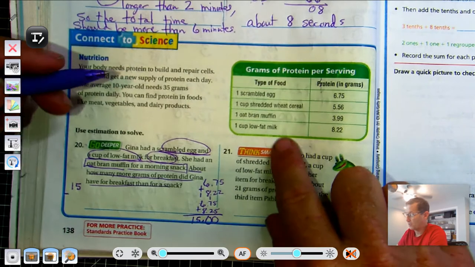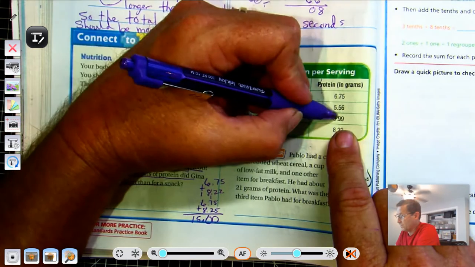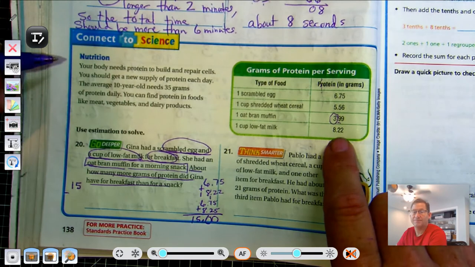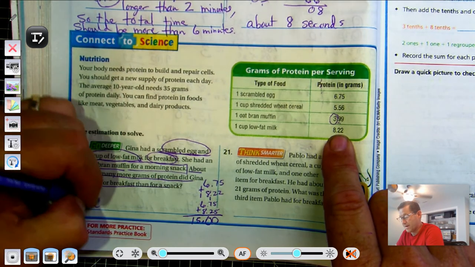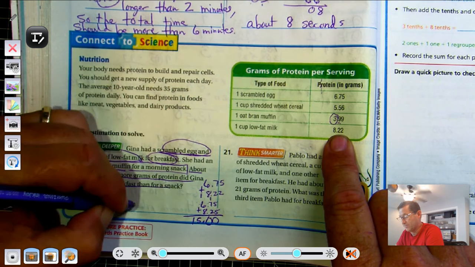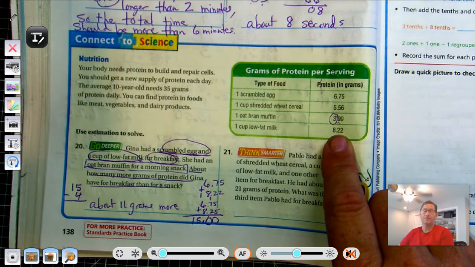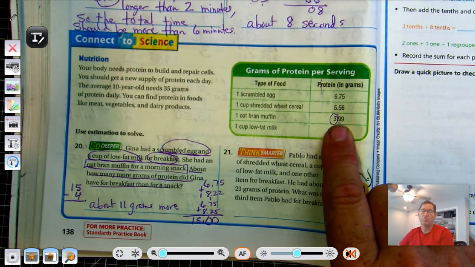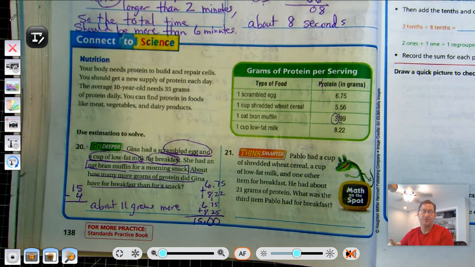How many more? Her oat bran was 3.99. Well, if we round that to the nearest 1, that would be 4. So about 11 grams more. Okay. All we did was round the oat bran to 4 and then subtract to find the difference between the breakfast and the snack.